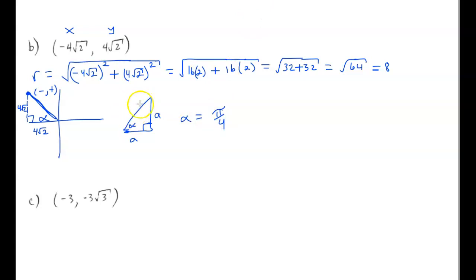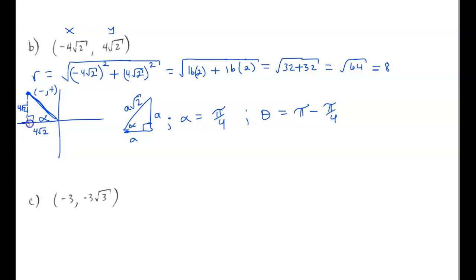The hypotenuse here is going to be a times square root of 2. We don't really need to know that for this example, but we're going to need it for other stuff, so I'm going ahead and mention it now. And since our reference angle here is pi over 4, our actual angle, since it's in quadrant 2, is going to be pi minus pi over 4.